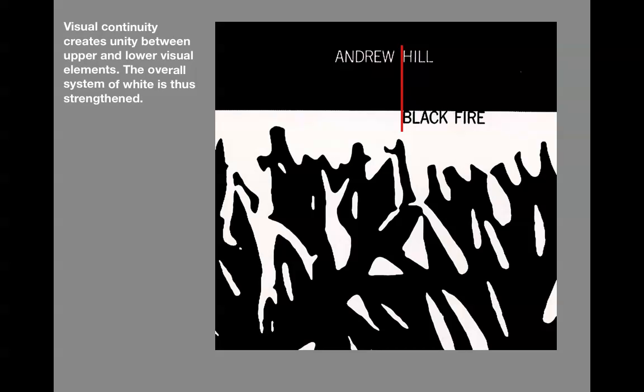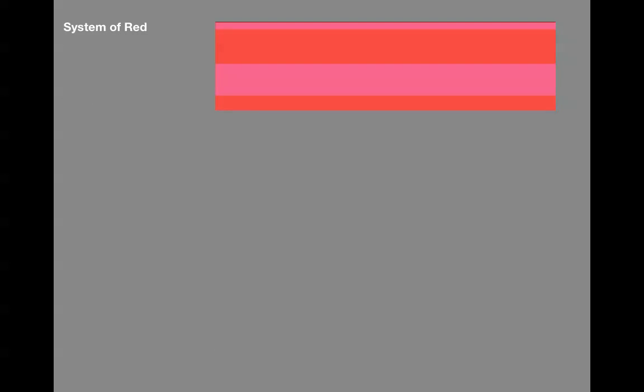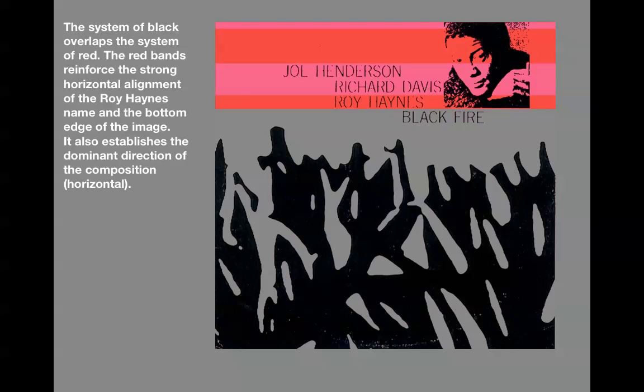Visual continuity creates unity between the upper and lower visual elements. The overall system of white is thus strengthened. The system of black overlaps the system of red. The red bands reinforce the strong horizontal alignment of the Roy Haynes name and the bottom edge of the image. It also establishes the dominant direction of this composition, which is horizontal.